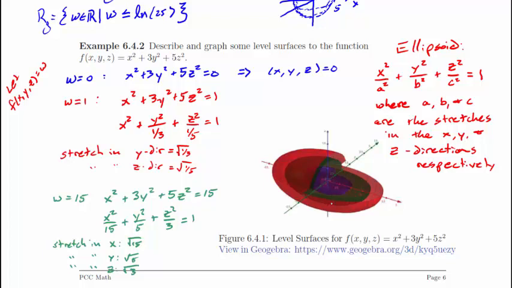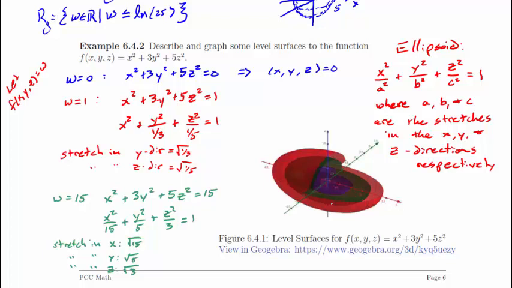This is not the shape. We can see that the domain of this function is all of R3. So every point in R3 is going to give us some output. And these level surfaces are not the graph of the function. They are just simply the graphs of when the function takes on certain outputs.